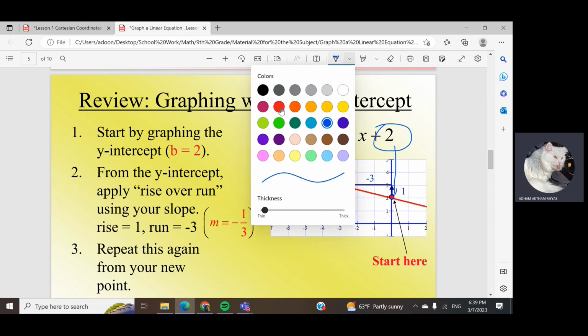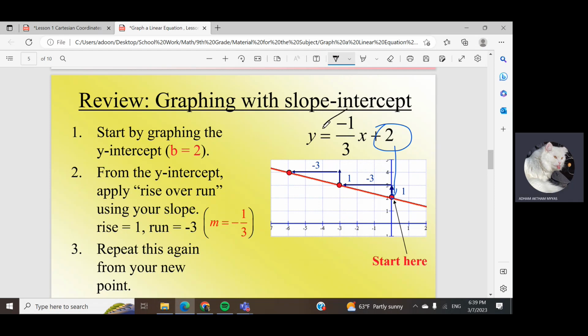I will change the color so it will be more identifiable. If I change it and see the effect of the slope, or m, I can see that here it's minus 1 over 3. First of all, the numerator tells me if I have to go up or down. The denominator tells me if I have to go right or left. And what changes is the sign. So if I have minus 1, I can go up 1 and go 3 points to the left.